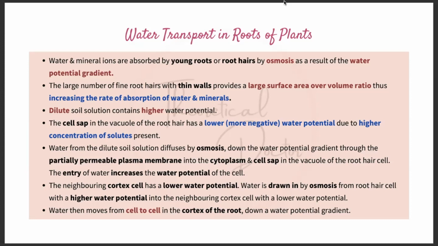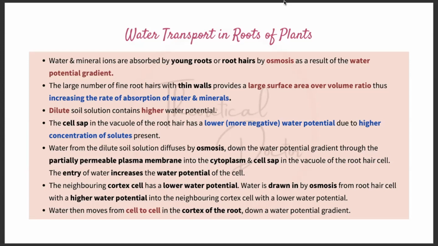Water from dilute soil solution diffuses by osmosis down the water potential gradient through the partially permeable plasma membrane into the cytoplasm and cell sap in the vacuole of the root hair cell. The entry of water increases the water potential of the cell. So water moves from an area of higher water potential to an area of lower water potential. That's why it moves from the dilute soil solution into the cytoplasm and cell sap of the root hair cell. And in this case, no energy is required.